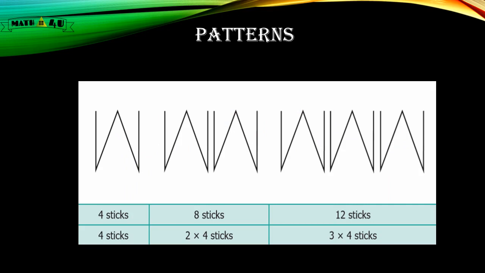Now let us go for the next pattern. The shape formed is W. How many sticks are used here? For forming one W, 4 sticks are used. So for 2, it will be 2 into 4, that is equal to 8 sticks. Next, for 3, it will be 3 into 4 sticks, that is equal to 12 sticks, and so on.